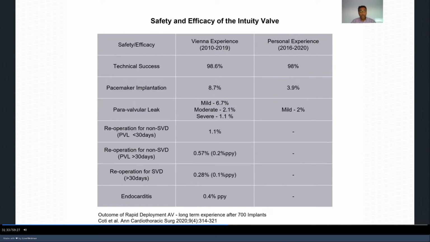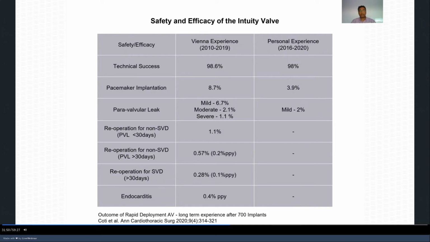And going after 30 days, the risk of needing a reoperation due to non-SVD, mainly paravalvular leaks, was about 0.2% per patient per year. What I found very interesting is that over this 9-year period, the risk of reoperation due to structural valve deterioration was about 0.1% per patient per year.